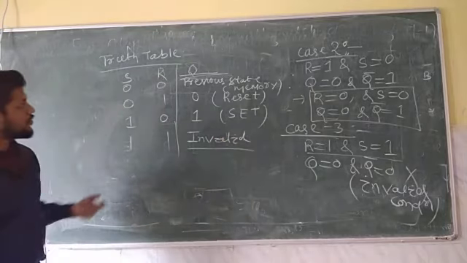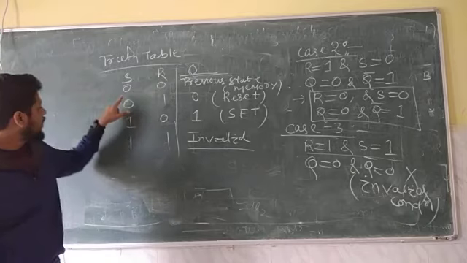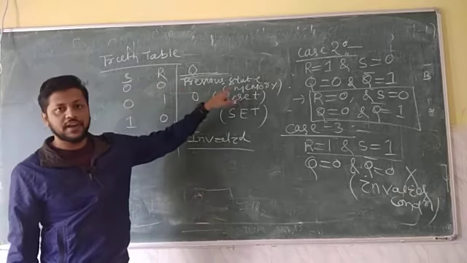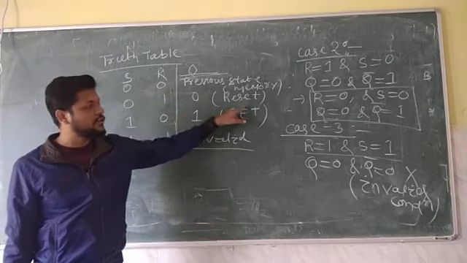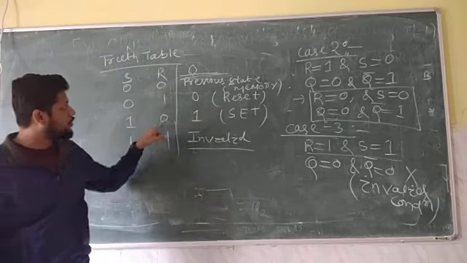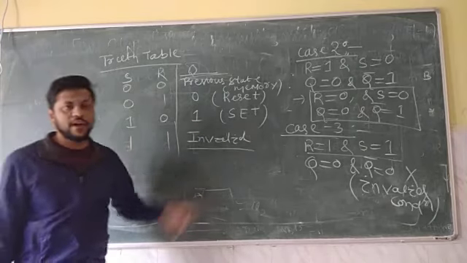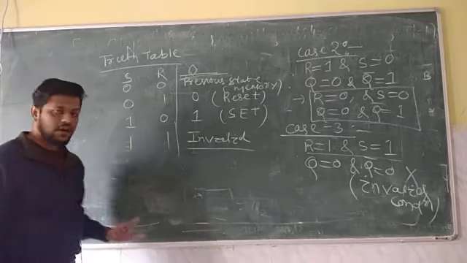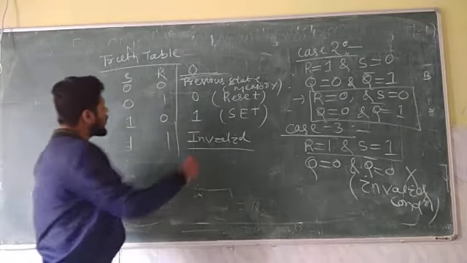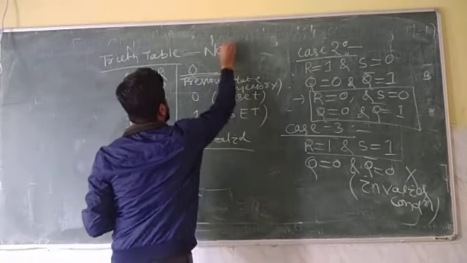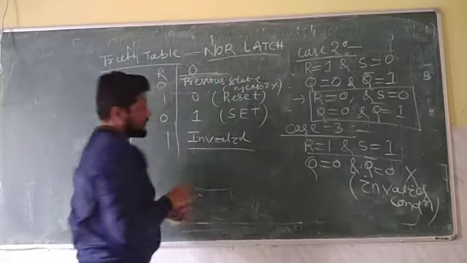So when I am applying to SR latch, S is equal to 0, R is equal to 0, we will get the previous state, that is your memory. When S is equal to 0, R is equal to 1, Q is equal to 0, that is your reset. When S is equal to 1, R is equal to 0, Q is equal to 1, that is your set. When both inputs are 1 1, we find the invalid condition. So never apply 1 1 to SR NOR latch. This is your NOR latch.